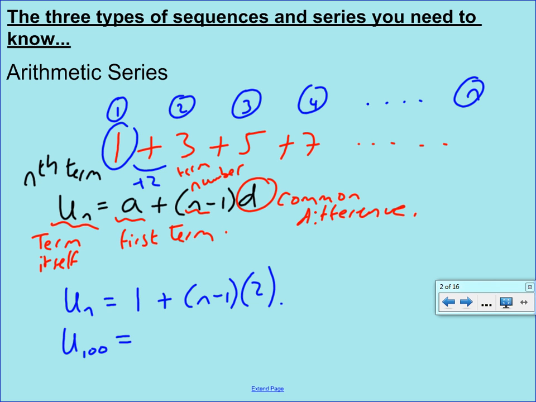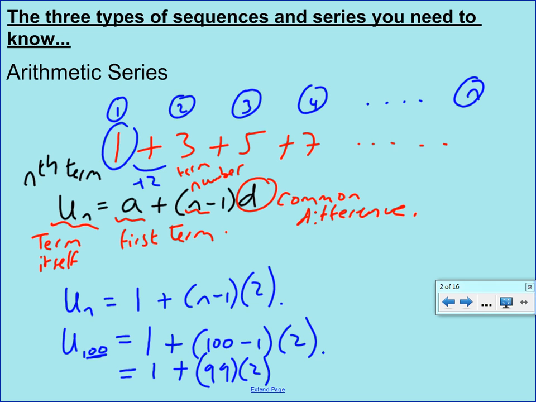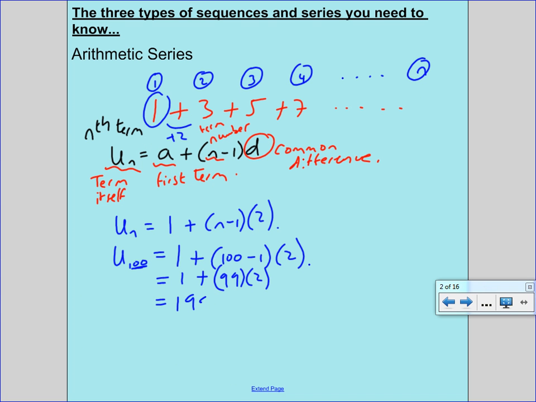So this little u becomes 100, so u100 is the 100th term. It equals 1 plus (100 minus 1) times 2. Remember, I don't have a calculator. Plus 99 times 2, which is 198, plus 1 equals 199. Right? So that's our nth term.